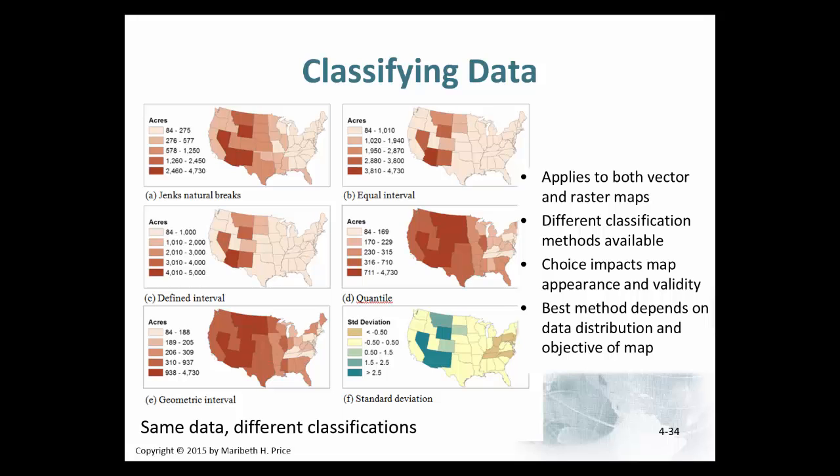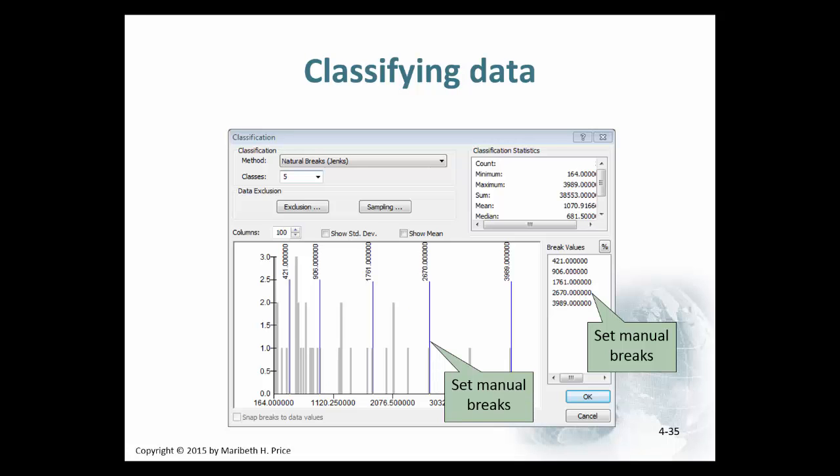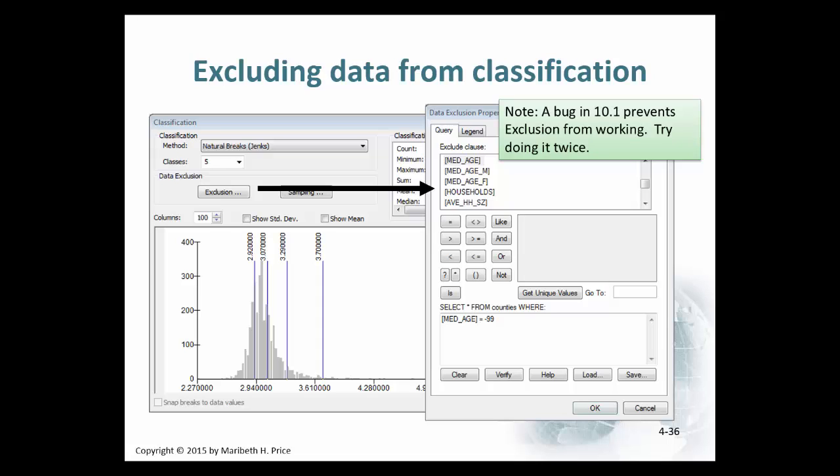We've already discussed that classification methods will influence the appearance of your map. You can specify the classification method by selecting the Classify button on the Symbology tab of your layers. In the Classification dialog box, you can change the method, the number of classes, and also set the class values. You can use the Exclusion button to write an SQL statement that will prevent undesirable result data from being included in your map.